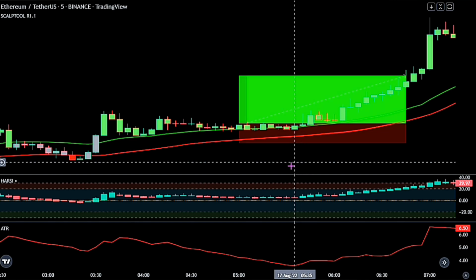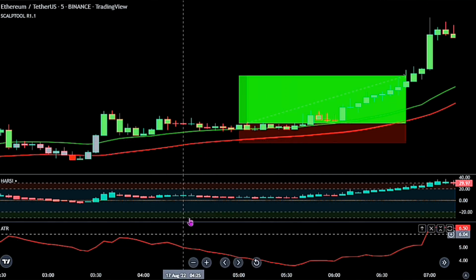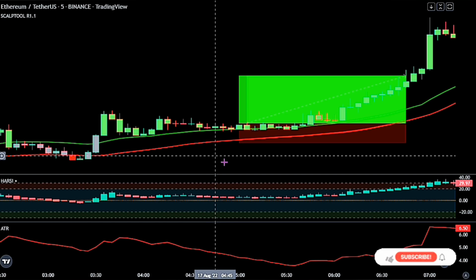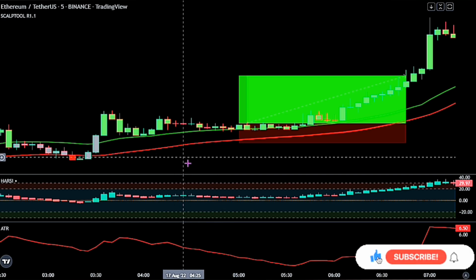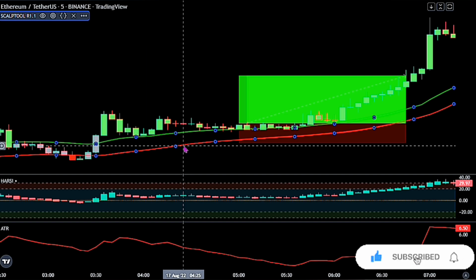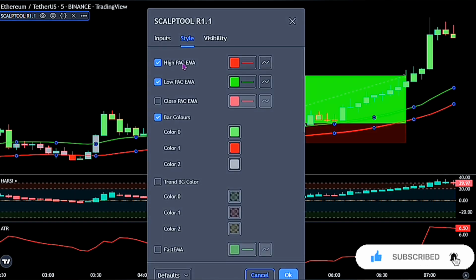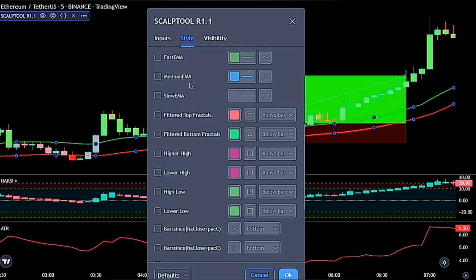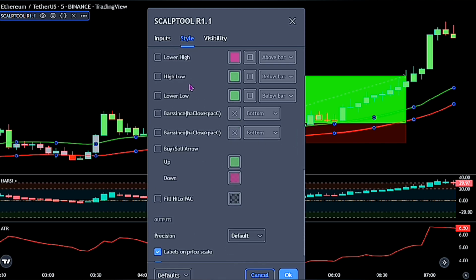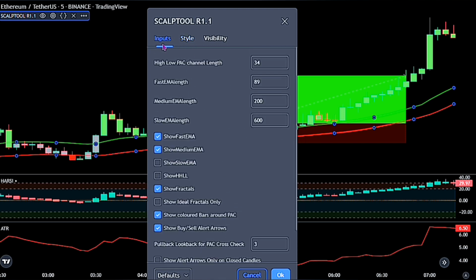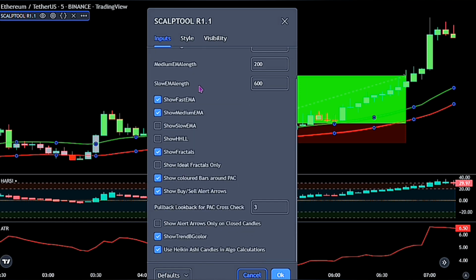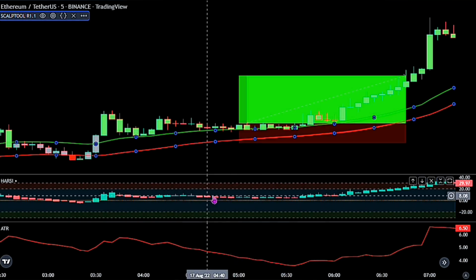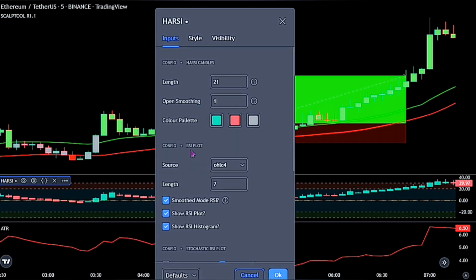Now let me go ahead and reveal the settings we're using for these indicators before we move ahead to conditions for a sell trade, as well as notable errors to avoid before we backtest our strategy. For the scalp tool indicator, these are the settings. For the Heikin Ashi on our chart, these are the settings.